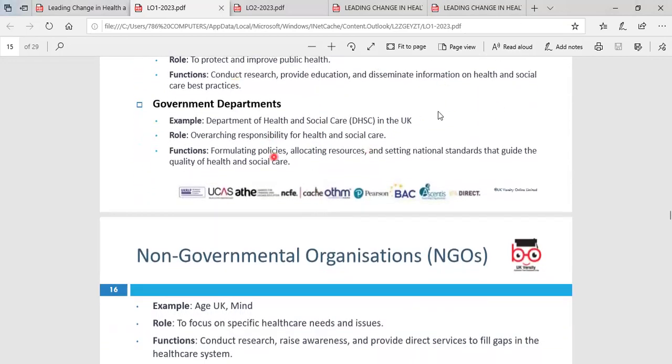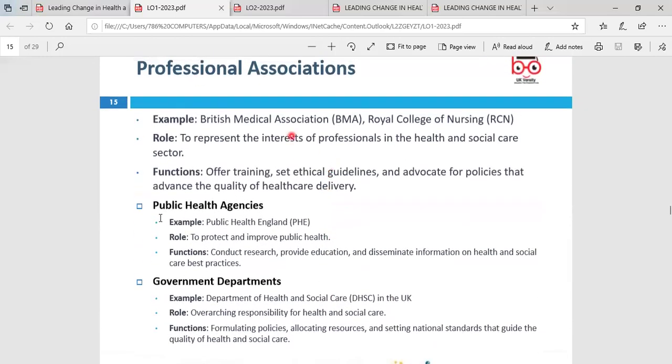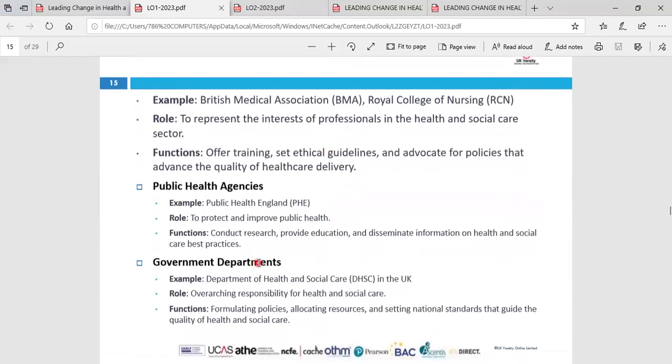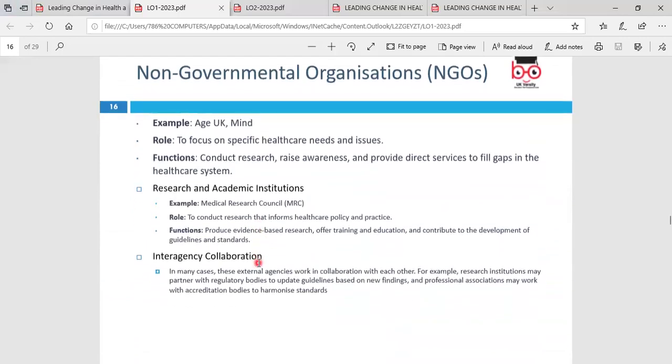You have departments that work within the government, so the Department of Health and Social Care, DHSC, in the UK. They're obviously formulating policies and allocating resources. Most of these organizations work in similar ways, but they work on different aspects of quality care. So their main goal is obviously improving quality.